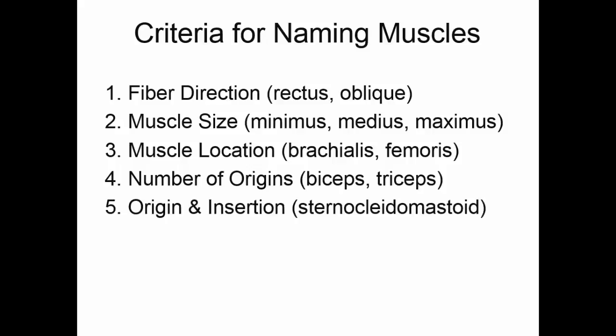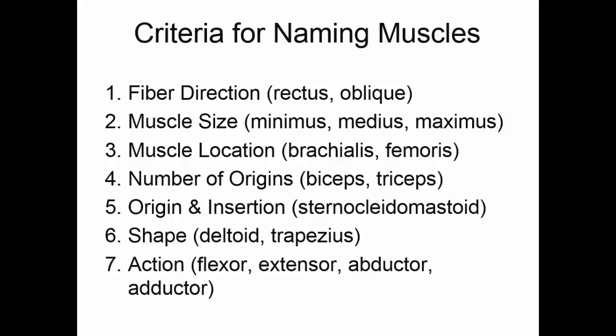The origin and insertion of the muscle may be used as part of its name. The sternocleidomastoid is a muscle that originates on the sternum and the clavicle, cleido is clavicle, and inserts on the mastoid process of the temporal bone. Sometimes the shape of the muscle is used. Deltoid is a triangular shaped muscle. Trapezius is sort of a kite-shaped muscle. And sometimes we use the action of the muscle: flexor, extensor, abductor, or adductor. If you learn to look at the names and what the naming criteria is, a lot of times the name of the muscle will tell you a lot about it.